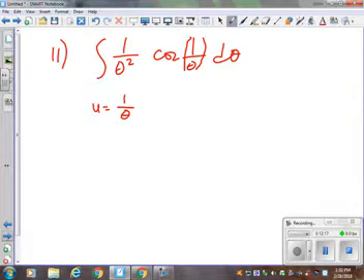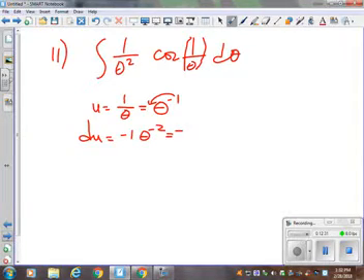Now if you talk about 1 over theta, what power problem is that? Negative 1. So let's talk about taking the derivative of that. So if we put the power in front, that'd be negative 1 theta to the negative 2, which is negative 1 over theta squared, d theta. I got a d theta, and I got a 1 over theta squared, but what do I not have? I don't have the negative.